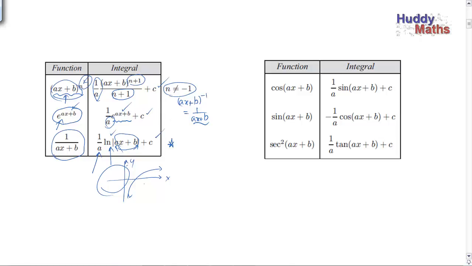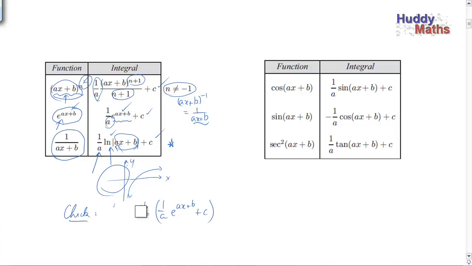And you could always check this. Let's just check one here to see if you can realise what's going on. Let's check the integral of e to the ax plus b, that one, and we've said it equals 1 over a, e to the ax plus b, plus c. So let's differentiate this.